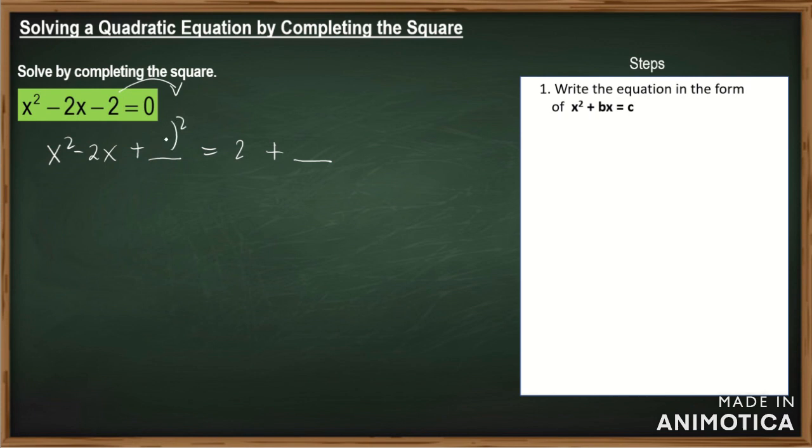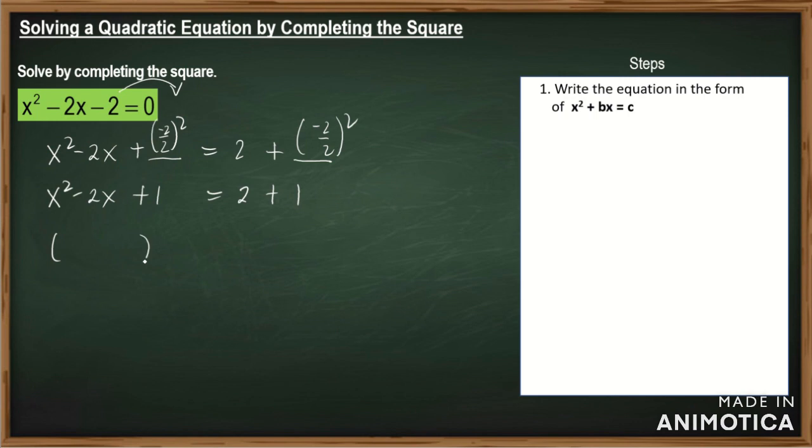Then get the square of half of negative 2. And of course, what you added on the left side should also be added on the right side. Let's now complete the trinomial. So we have x squared minus 2x. Negative 2 divided by 2 is negative 1. Then square it becomes positive 1. Okay, it's negative 1 times negative 1. You have 2 plus 1 also here.